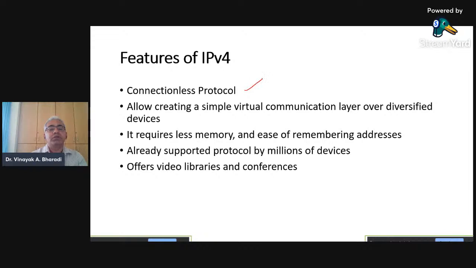IP version 4 is a connectionless protocol, a simple virtual communication layer from device to device. It requires less memory and uses a 32-bit digital numerical address, so it is easy to remember. In case of IP version 6, we have to add hexadecimal characters to that. Then it is the protocol supported by the majority of devices and it makes video libraries and conferences possible over IP addresses.